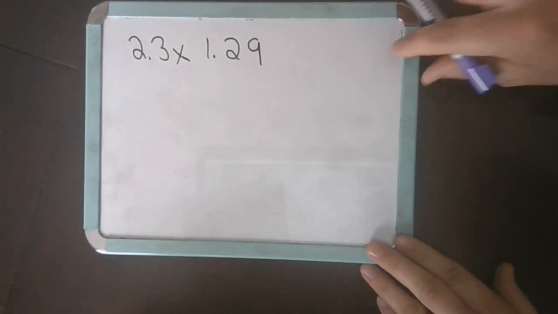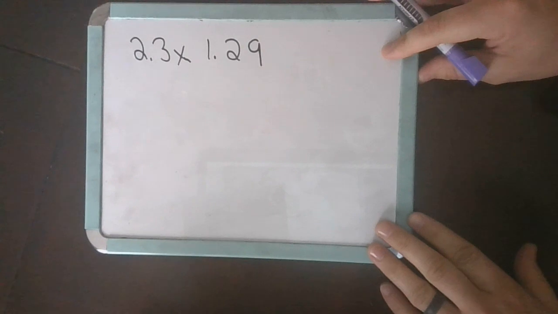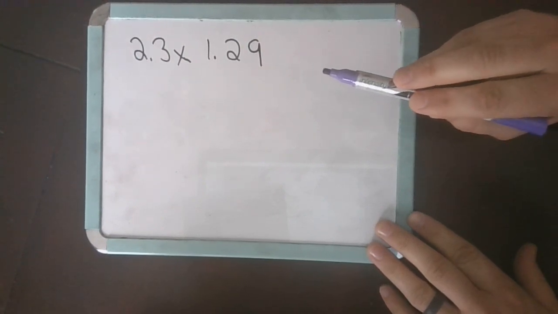Okay, we're going to take one more look at multiplying using the standard algorithm with our decimal numbers. So if you take a look, we've got 2 and 3/10 times 1 and 29 hundredths. So doing a quick estimate, this is about 2 and this is about 1. So I know my answer is going to be somewhere around 2, maybe a little bit more than that.